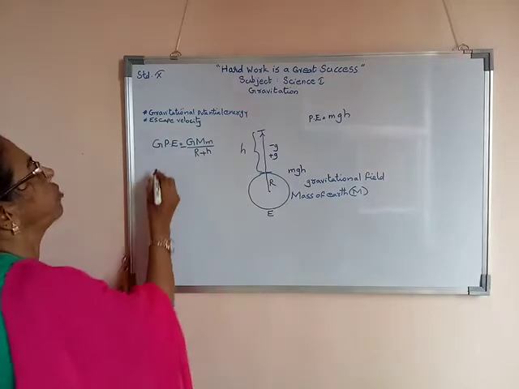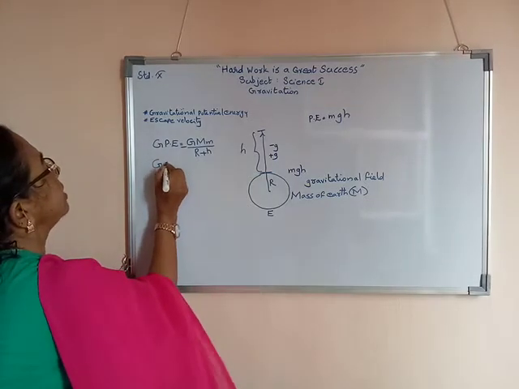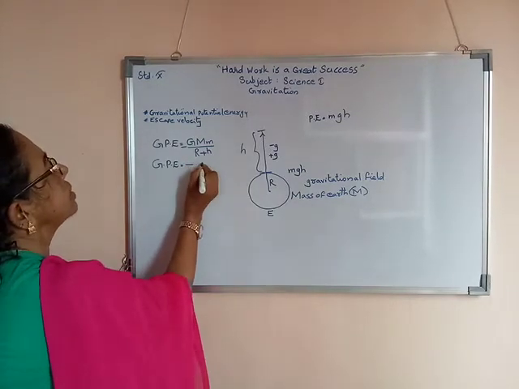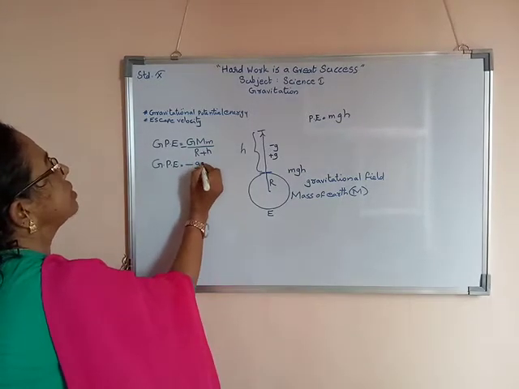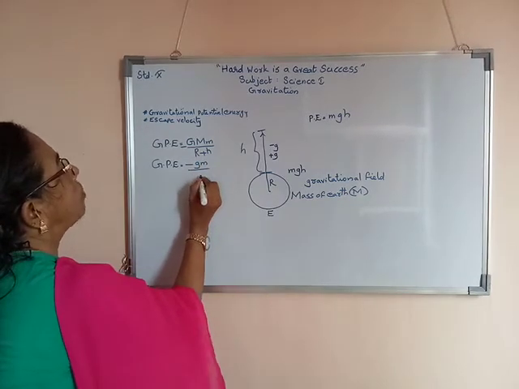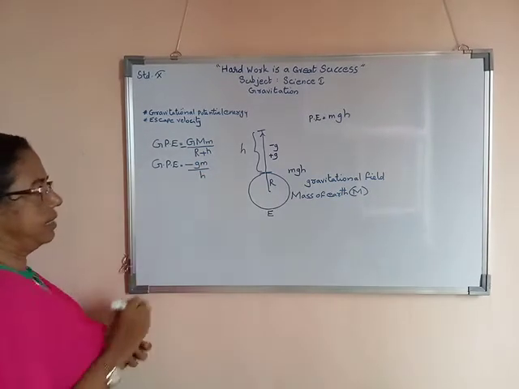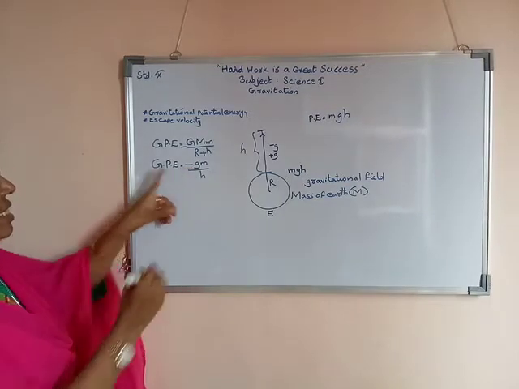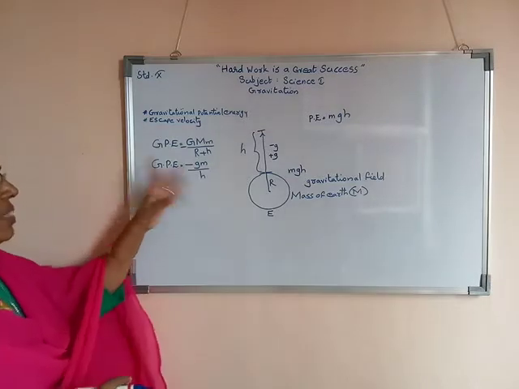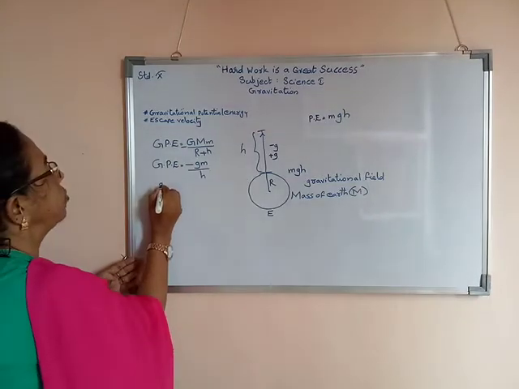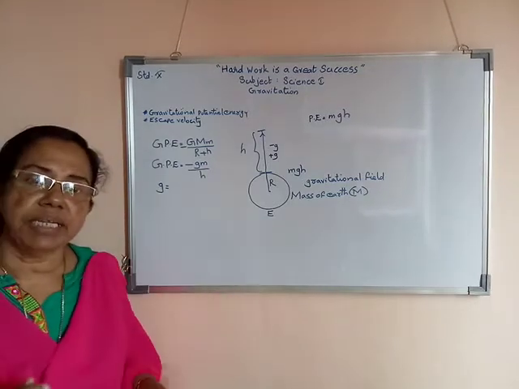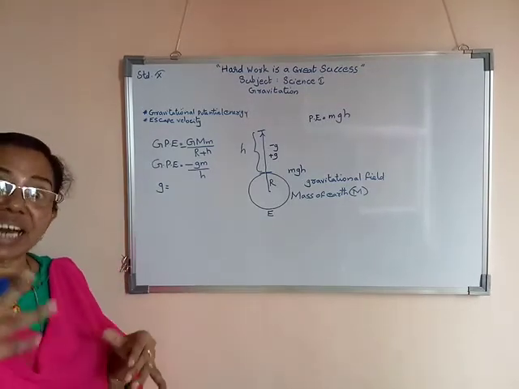One more formula for finding gravitational potential energy is minus small g into small m upon small h. This small g is the same thing we are writing in this equation. Small g we already studied before. Small g is the gravitational acceleration exerted by the earth, which was already derived before.